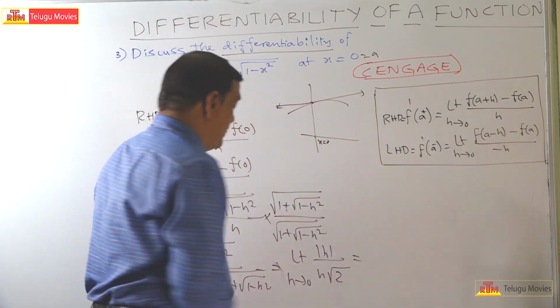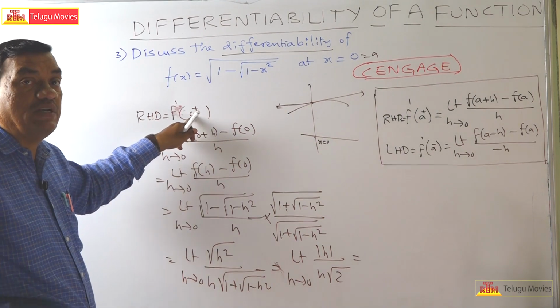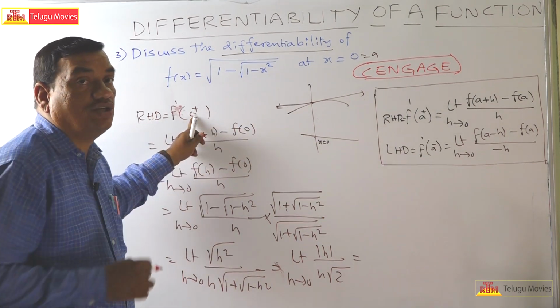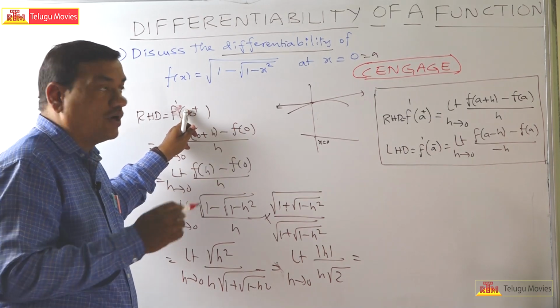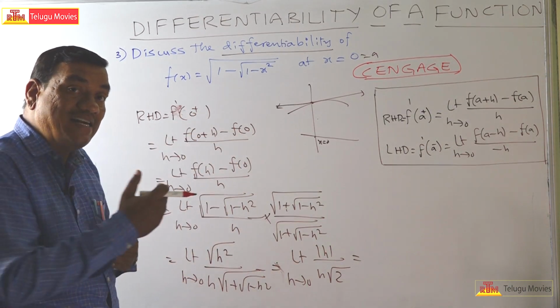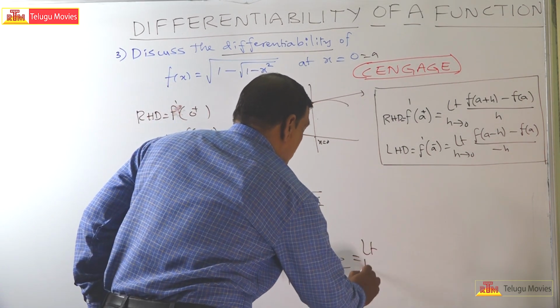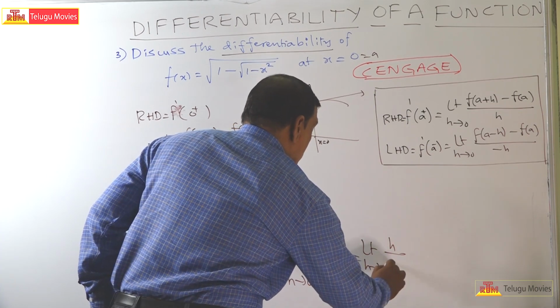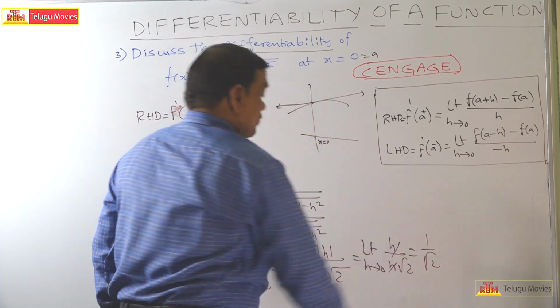Now coming to here, h tends to 0. What is 0 here? 0 plus means what? x greater than 0. That means h is greater than 0. We are approaching 0 from the right side. Therefore, modulus of h will become h. This is equal to h by h root 2. These two will get cancelled, leaving 1 by root 2.